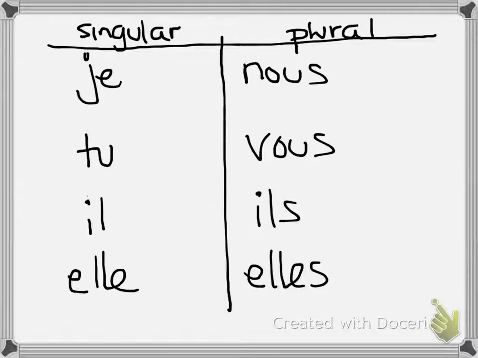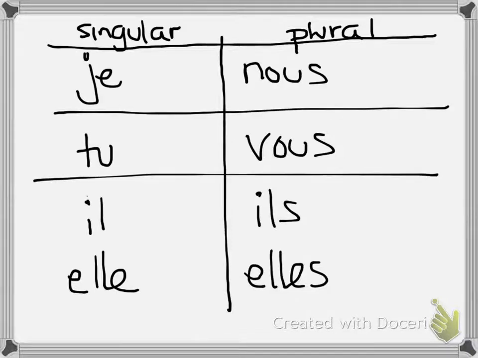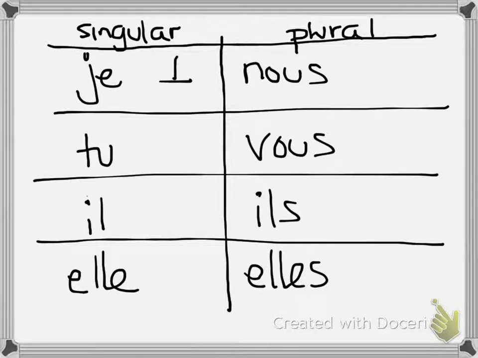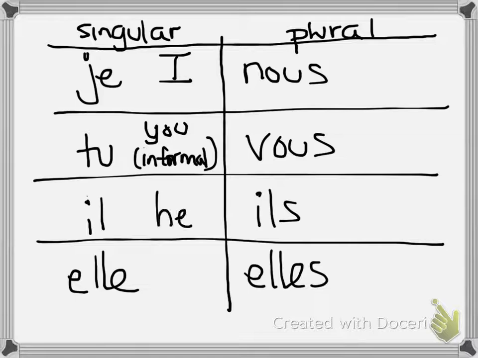So our singular subject pronouns in French are je, tu, il, and elle. So if I were you right now, I'd be copying down this chart and I would be writing them down. Je in English is I, tu is you. Keep in mind this is informal, meaning that you're talking to somebody that you know, like a family or close friend. Il is he, and elle is she.